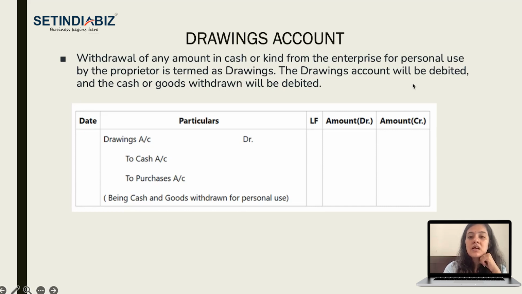Withdrawal of any amount in cash or kind from the enterprise for personal use by the proprietor is termed drawings. The drawings account will be debited and the cash or goods withdrawn will be credited. So drawings account debited, to cash account, to purchases account. Cash is being reduced because drawings are being made, so it will be credited. If goods are also withdrawn, for example raw materials or the final products of the company, for personal use, then the purchases account is also credited, right? Being cash and goods withdrawn for personal use.